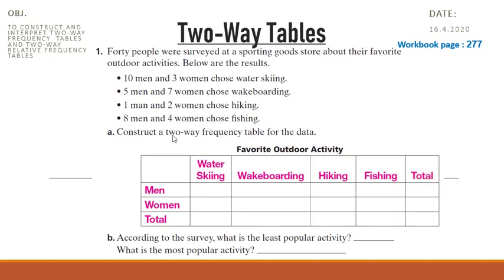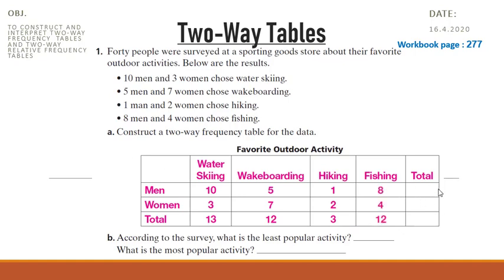Total. Okay, start first with skiing. Water skiing, 10 men. Good. 3 women, 13 total. Good. Wakeboarding, 5 men, 7 women, and 12 total. Good. Hiking, 1 man, 2 women, 3 total. Fishing, 8 men and 4 women, total 12.